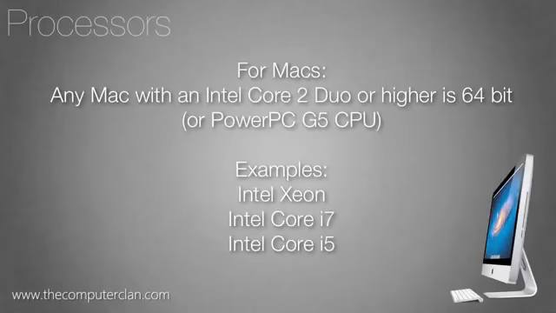Another example, if you're a Mac user, it's a little bit easier to tell if you have a 64-bit computer because I believe most machines after 2006 were 64-bit, but you can still check the processor and see. So any Mac with an Intel Core 2 Duo or higher is 64-bit. An example would be the Mac Pro with the Intel Xeon, or an iMac with a Core i7 or a Core i5. Those are all 64-bit processors. In addition, if you have one of the higher-end Macs from the older days in the PowerPC era, a PowerPC G5 processor is 64-bit as well. But those aren't really used anymore, it's all Intel.